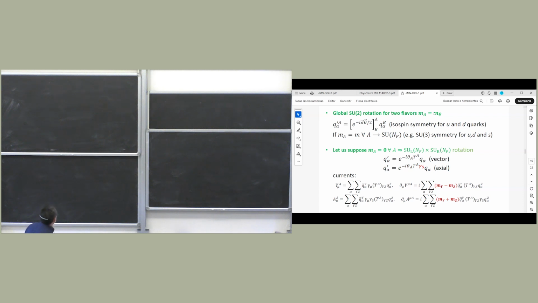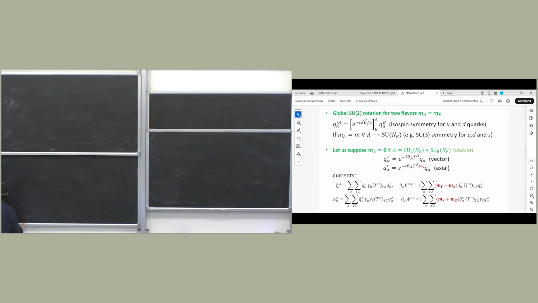Okay. So let's do a vector transformation, right? So you remember alpha is a color index, and A is a flavor index, right? You remember what A is? A goes from 1 to 8 in the case of SU(3), because T^A are essentially the Gell-Mann matrices, right? And it runs from 1 to 3 in the case of SU(2), because then T^A will be the Pauli matrices, okay?